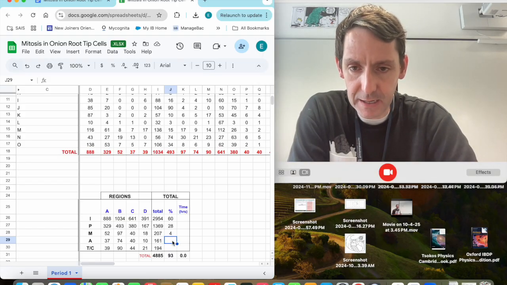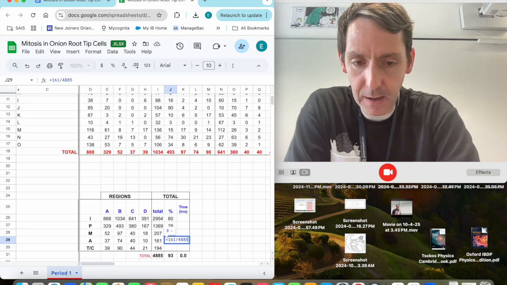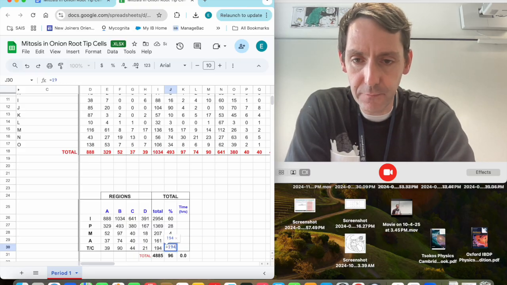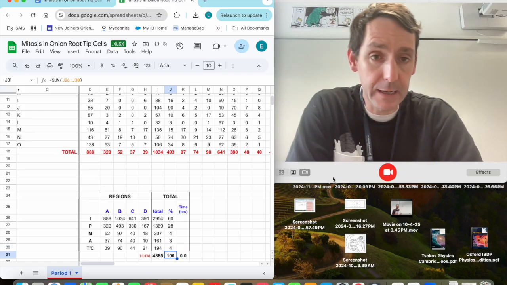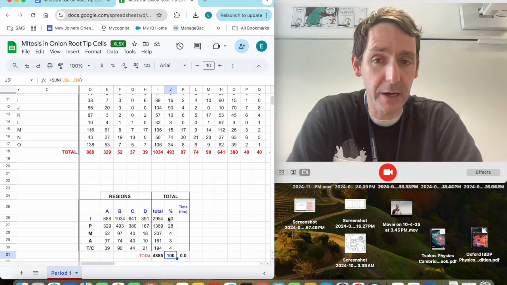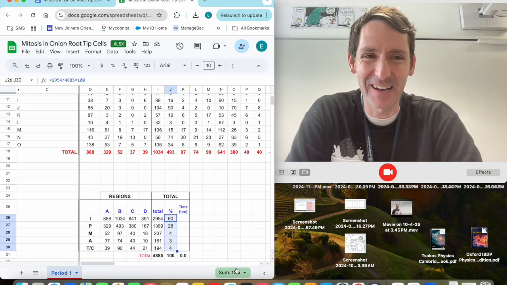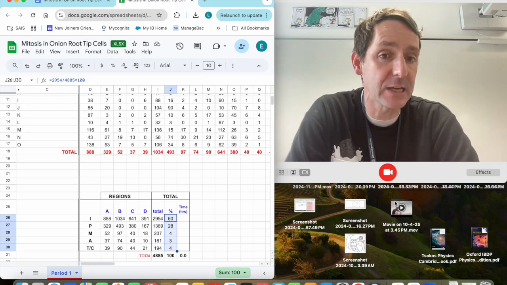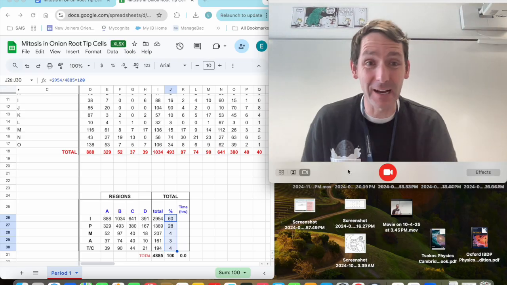And then I'll do anaphase. So equals 161 divided by 4885 times 100. And the telophase, 194 divided by 4885 times 100. And I get 4. Now, ideally, those percents should add up to 100, right? So if I highlight all of those, look at that. My sum is 100%. How about that? It should. Your percent should always add up to 100. That's how percents work, is that everything is 100%. So therefore, I get 100% there.